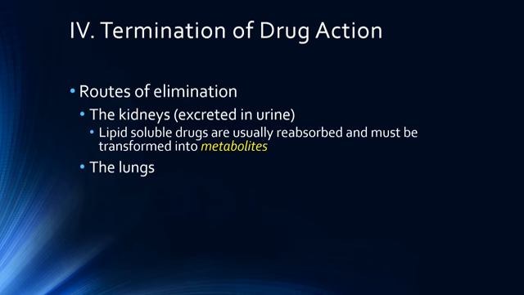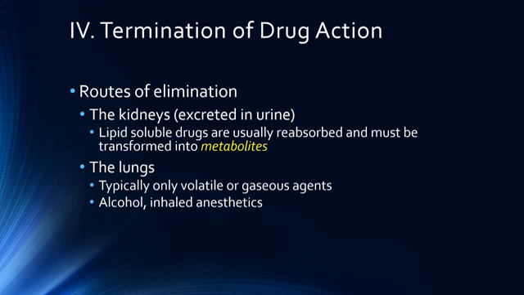The lungs are another route of elimination. This is usually typical for only volatile or gaseous agents. So alcohol, it's the reason why you can detect alcohol in someone's breath, because as alcohol passes through the lungs, it is a volatile chemical, and so it is coming out through people's breath, and of course it's one of the reasons why you can smell alcohol on people's breath. And then of course inhaled anesthetics.